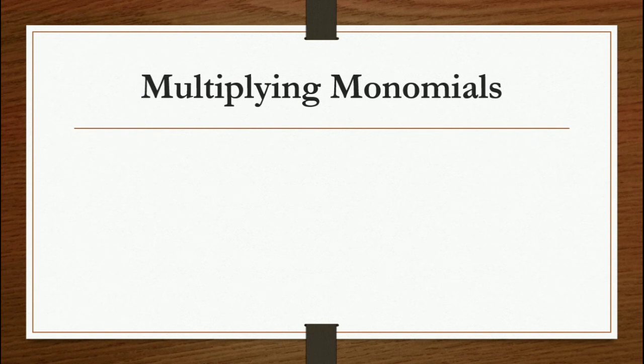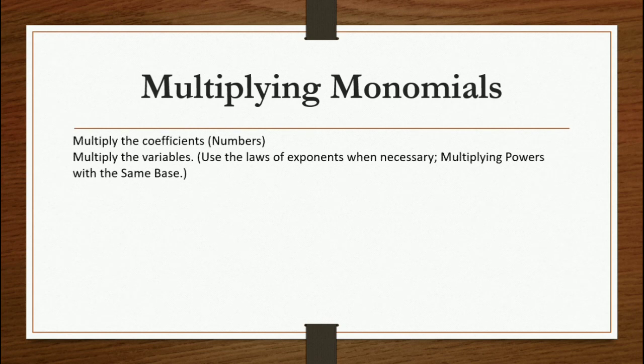To multiply monomials, multiply the coefficients and then the variables. Use the law of exponent if necessary. According to the laws of exponent, multiplying the same variables is just basically adding its exponent. For instance, if we multiply x squared by x squared, we will get x to the fourth as the product.